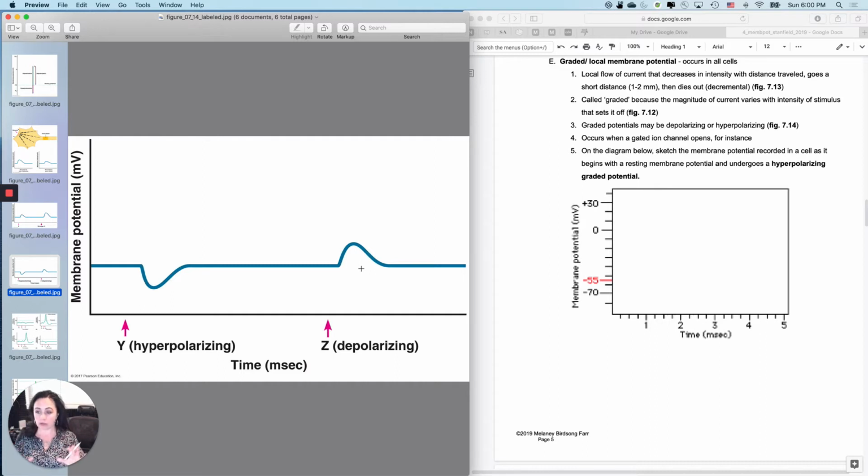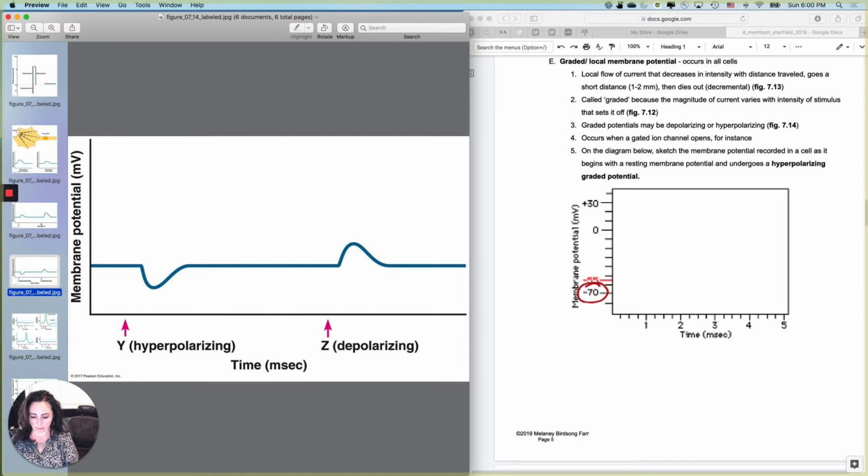So I'm going to do this with you, and I'm going to ask you some questions, and I want you to do it in your notes at the same time. You can pause as many times as you want. Okay, so here we go. We are going to sketch the membrane potential recorded in a cell as it begins at resting membrane potential. So which of these is resting membrane potential? So minus 70 is resting membrane potential, but I'm going to have some questions for you about that. It begins at resting membrane potential and undergoes a hyperpolarizing graded potential.